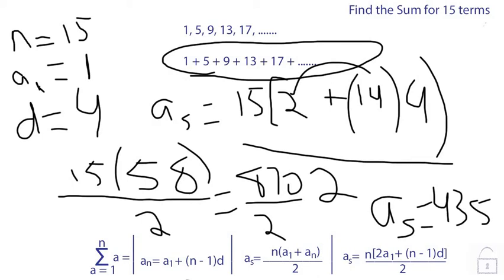Now, if you guys want to add up all these terms from the first term to the 15th term, you can be my guest. But doing it the quick way, we get 435, and it's going to be the same exact answer as adding it up by hand. Just a lot quicker. Alright, so let's move on to the next problem.